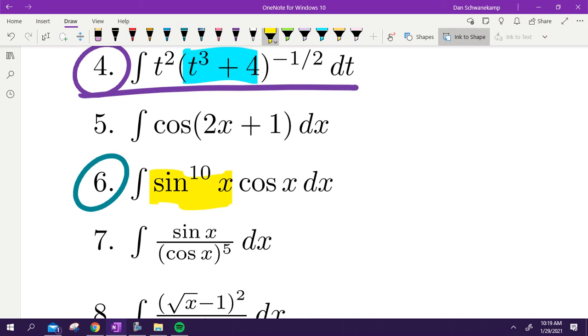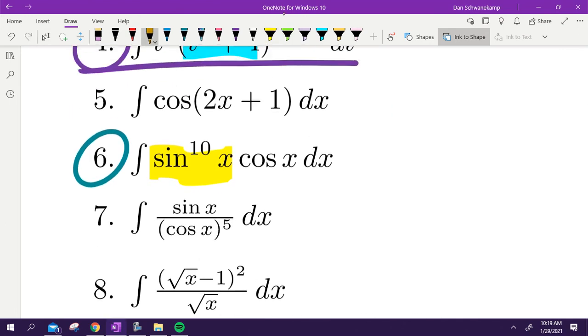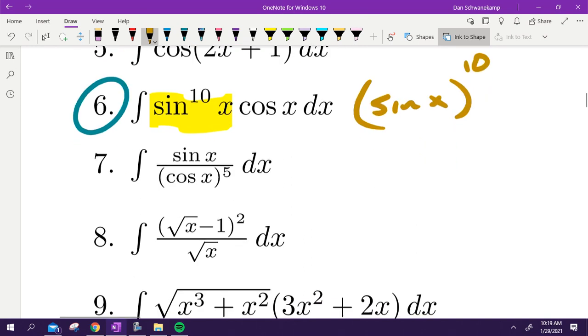What's the derivative of sine x? Oh, it would be cosine x, which is going to cancel with the other thing. So you got to think, when I take the derivative, I want it to cancel with the other thing. Don't include the exponent there. Okay, again, if you wrote this, you would be sine x to the 10th. Pick the thing inside the parentheses.